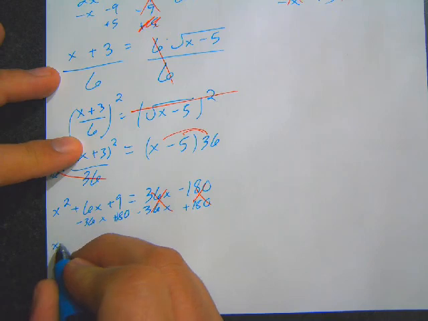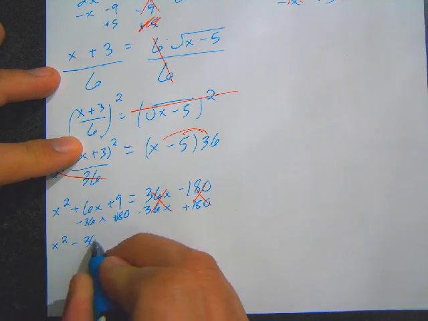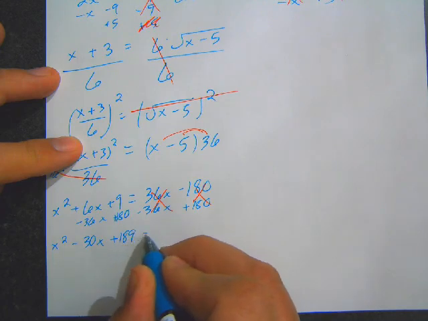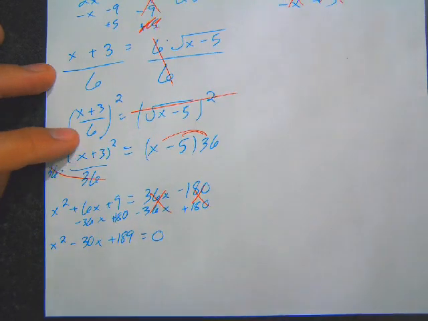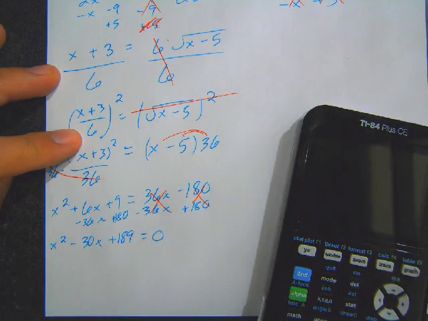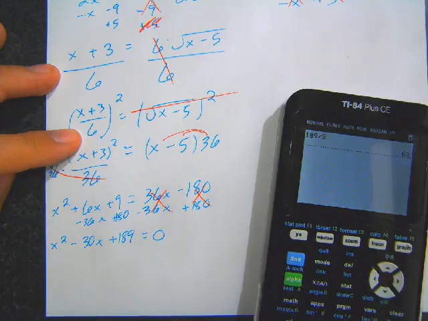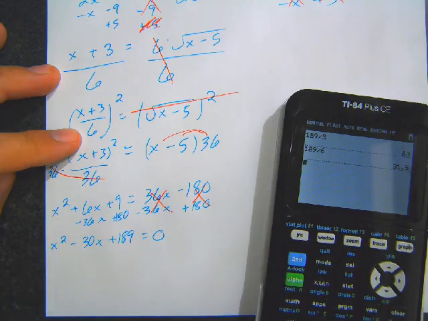So I end up with x squared minus 30x plus 189 equals 0. So I got to stop and think, what multiplies to give you 189? Does anybody know what multiplies to give you 189? So I think 189 divided by 3. Yeah, 3 and 63, but that's not going to help us. If I take 189 divided by 6, nope, 189 divided by 13.